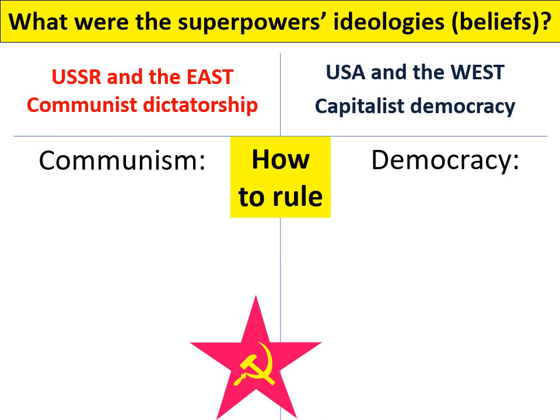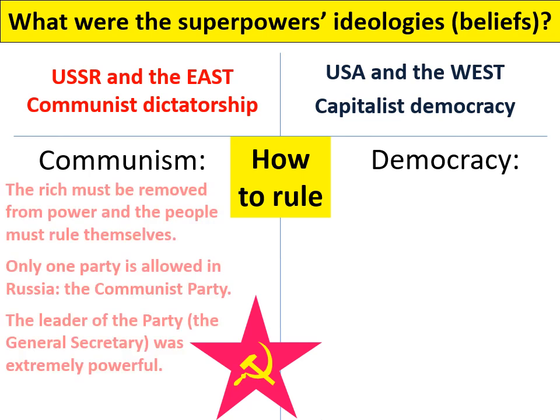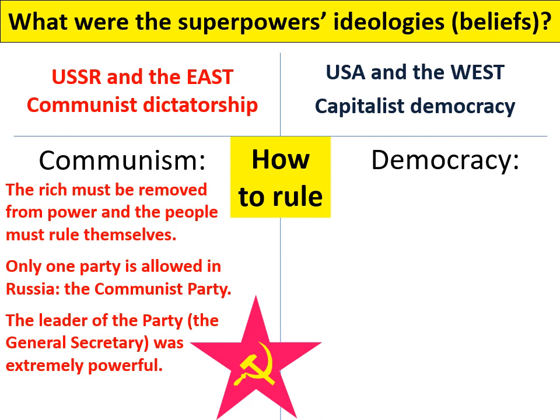So, starting out with the Soviet Union and the East. Communists believe the rich must be removed from power. At least they just need to have everything taken away from them and made normal like other people. But most communists, particularly from this period, would argue that they just need to be killed, because they have spent an entire lifetime exploiting the working class, exploiting the people.